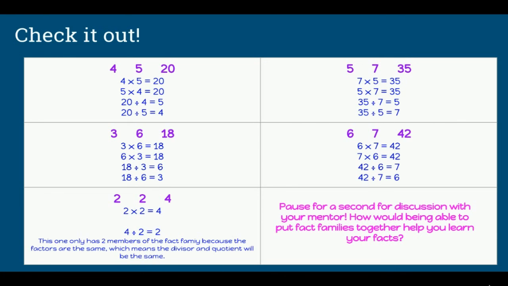Welcome back. How'd you do? Check over your answers. Take as much time as you need to review. I'd just like to point out that in the fact family for the 2 and the 4, there were only 2 members of that family. This happened because the factors 2 and 2 are the same, which means the divisor and the quotient will end up being the same, and there's no reason to repeat the same thing twice.